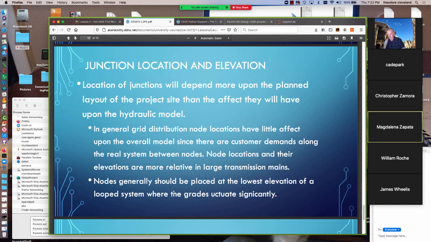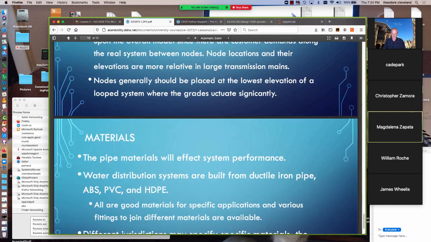Now, with modern modeling software, we can put modeling nodes where we want to obtain information. And so these rules can be somewhat relaxed. This is more designed for if we're going to do the hydraulic model by hand, meaning programming it in a spreadsheet or some kind of Python script. So if we use the professional model, we can put nodes where it's helpful to ask the questions.